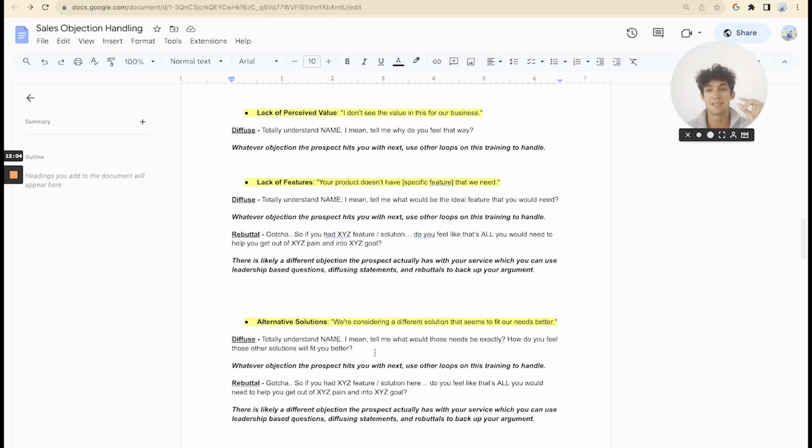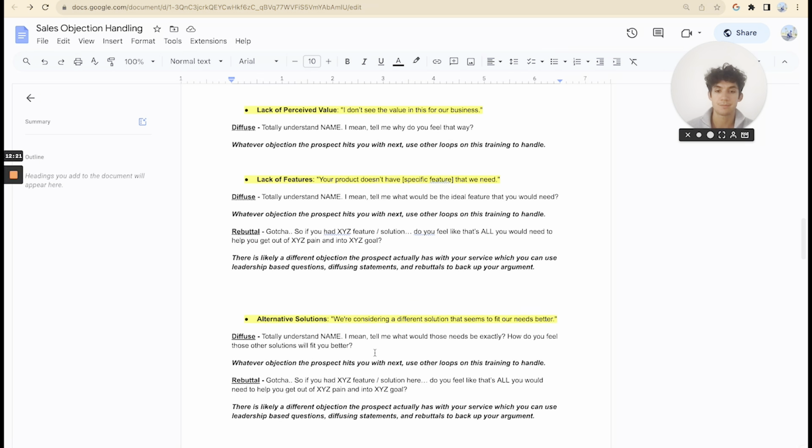So the prospect's going to tell us what they like in a potential solution, right? They're going to tell us what they want and what they love. And then from there, we're able to come back and help them understand, hey, this is how we're actually going to reach XYZ goals with you, right?